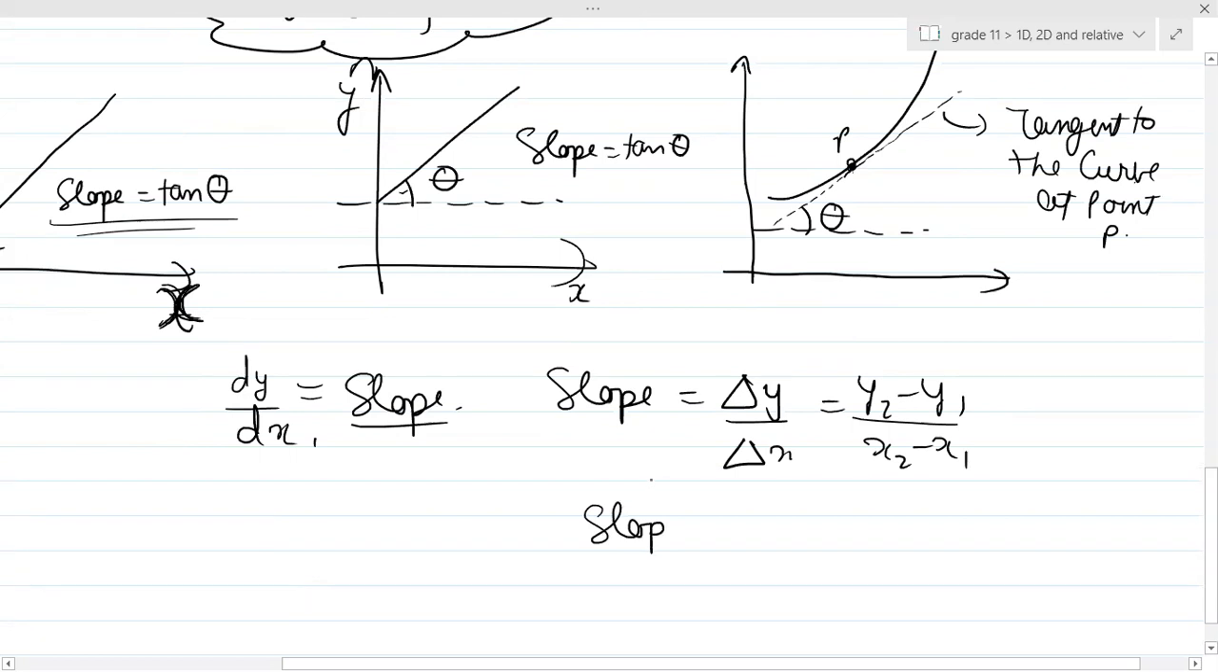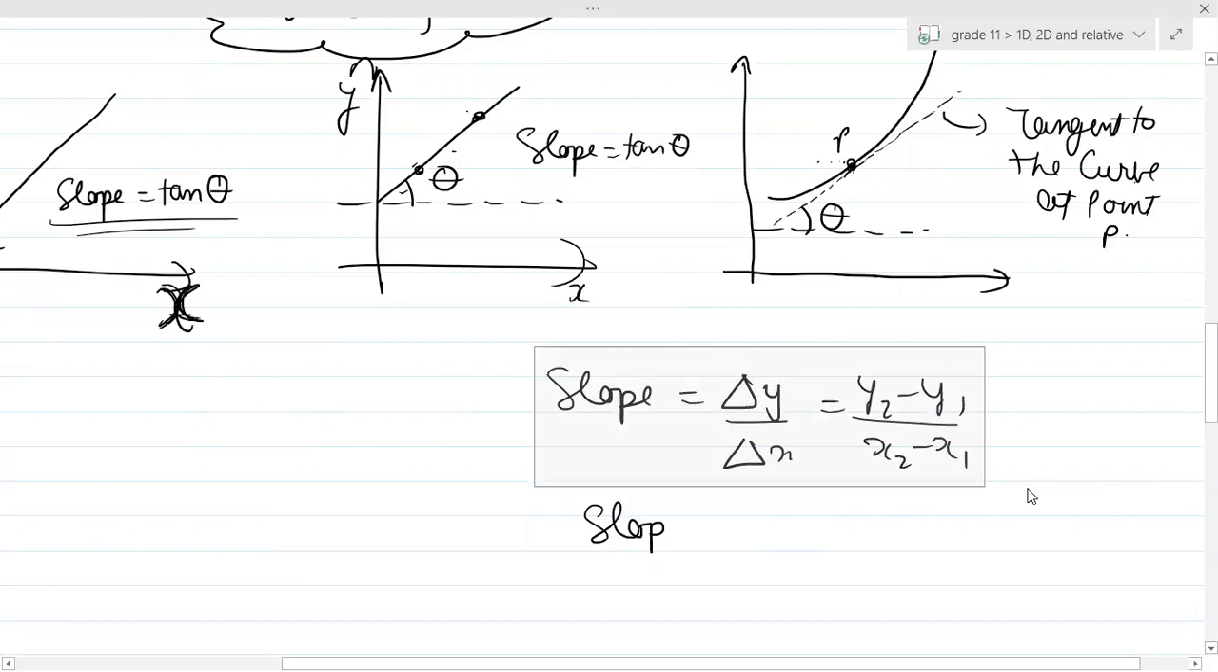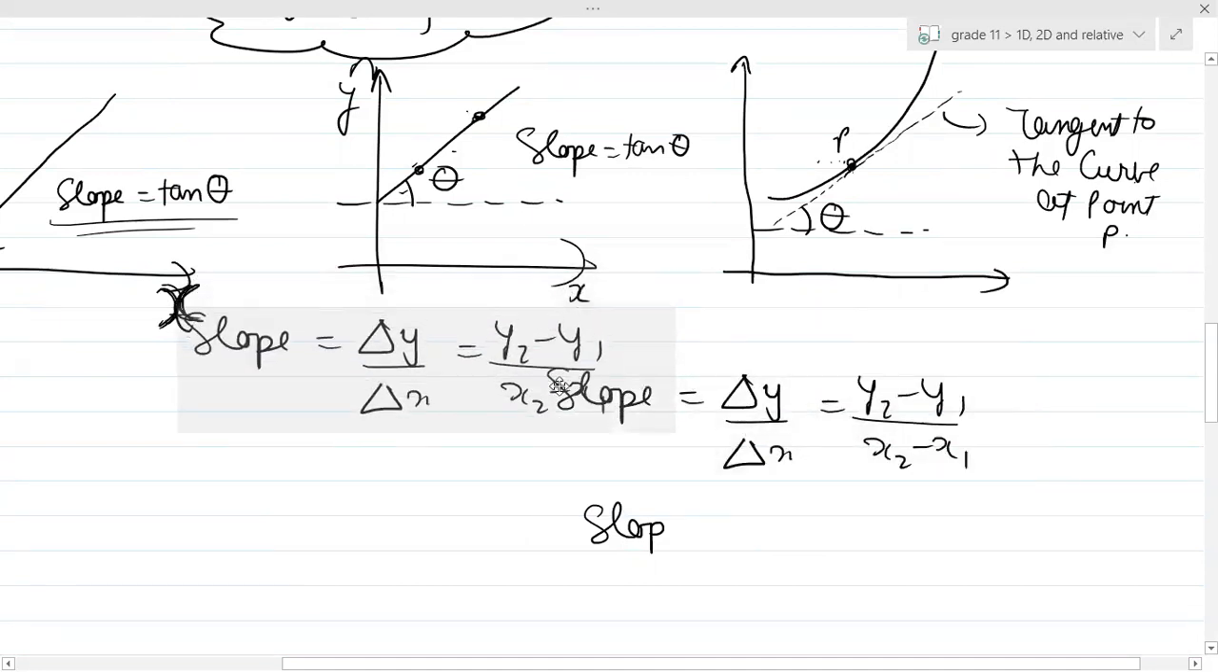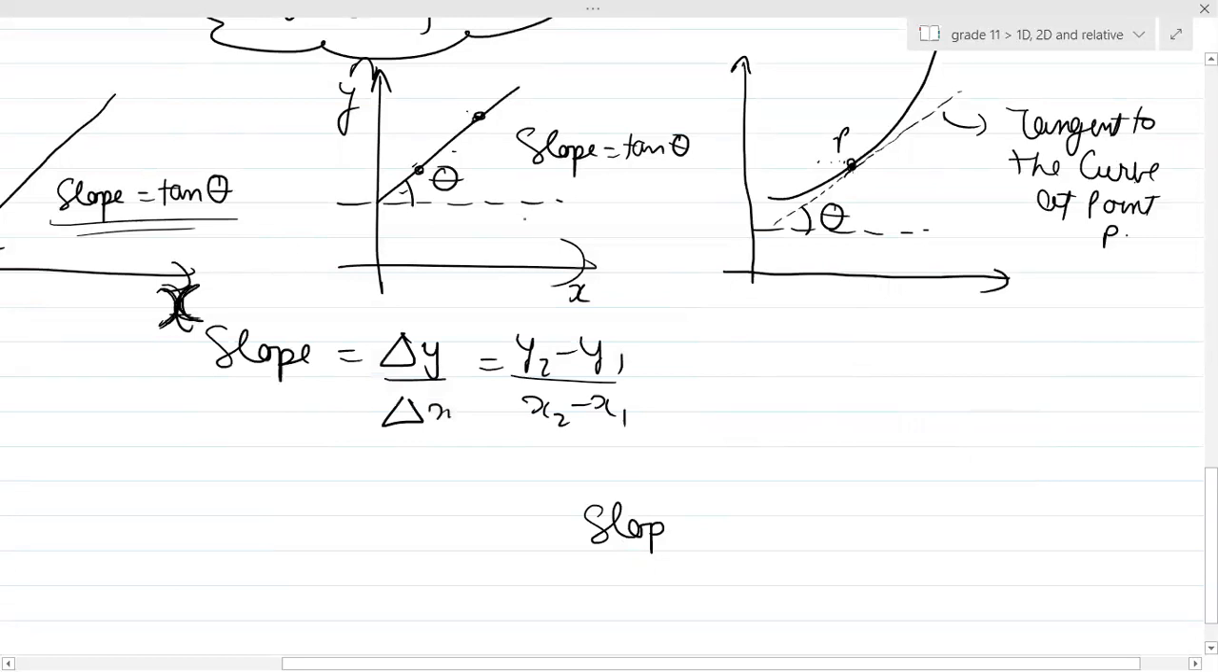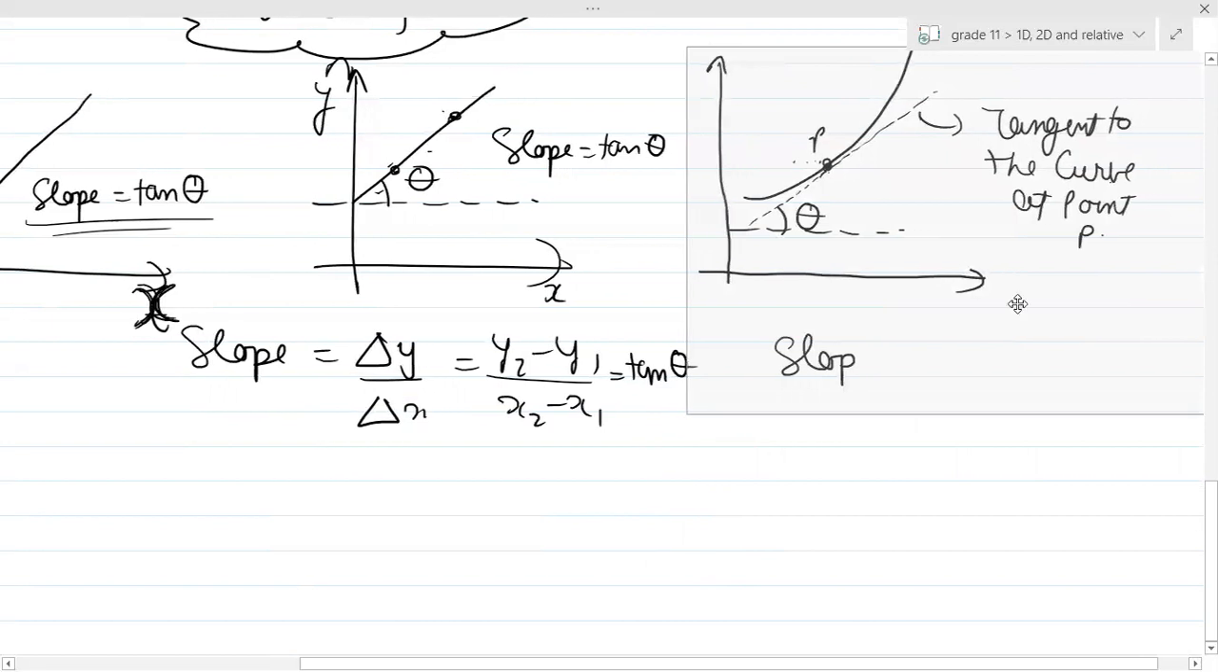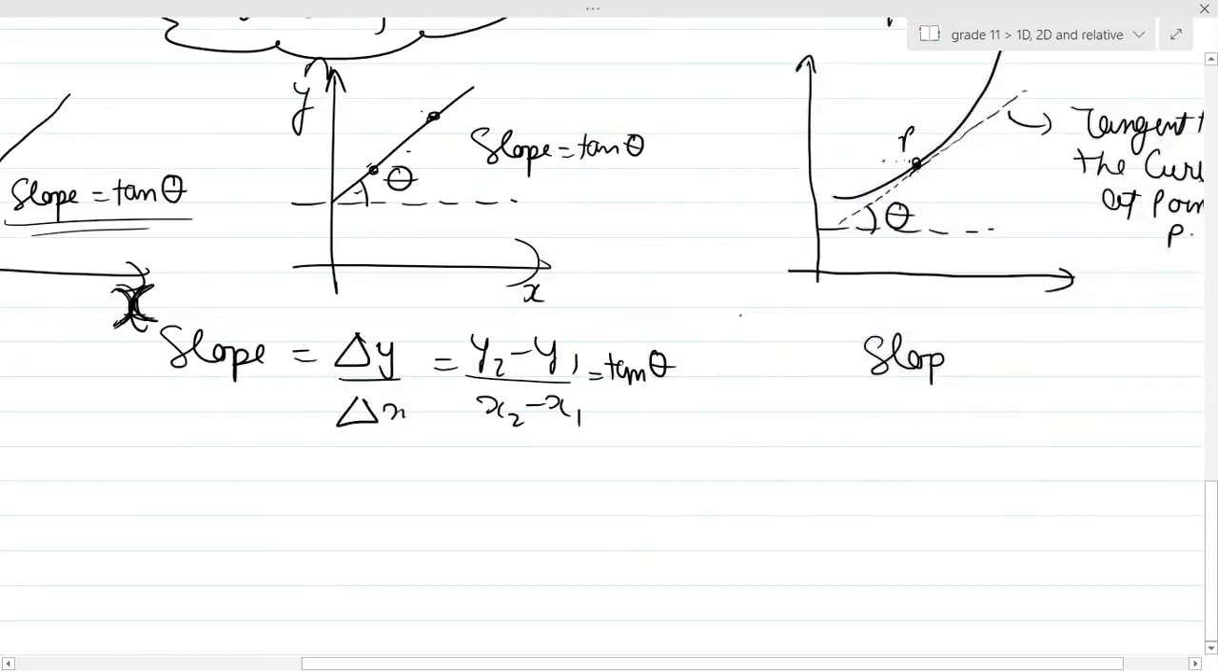Here. If it's a straight line, then you use x1, y1, and x2, y2. Whenever it's a curve, you use dy by dx. I'll write this thing. You use this formula in the case of a straight line, and here you use this formula. Is this clear? Yes, sir. And this is again equals to tan.